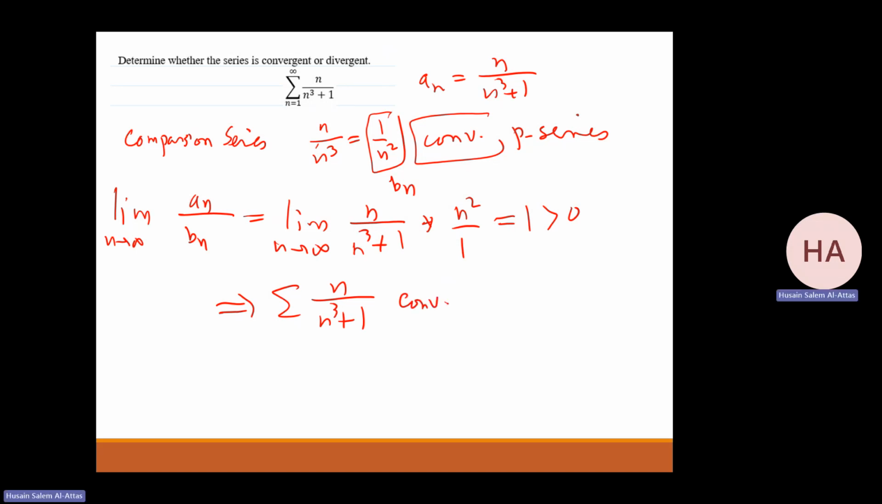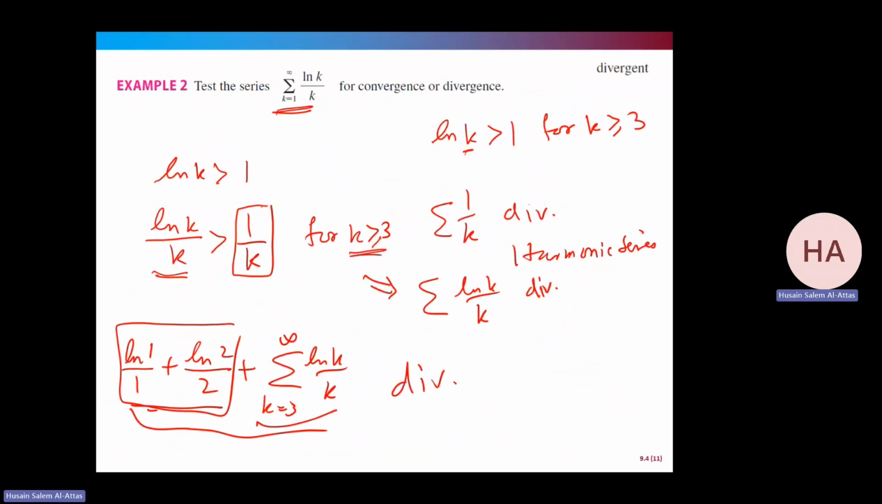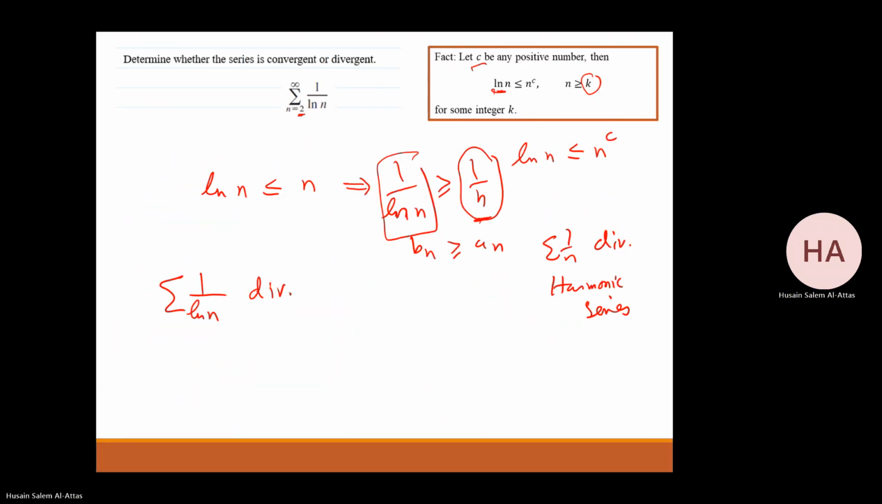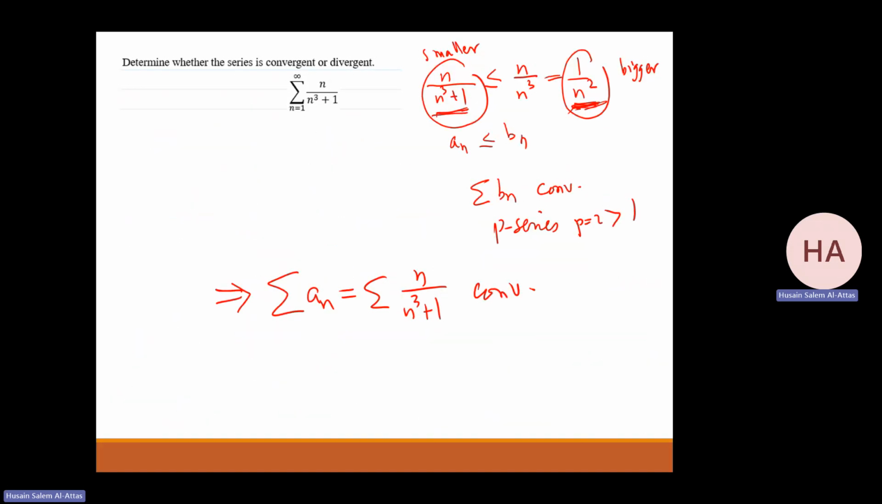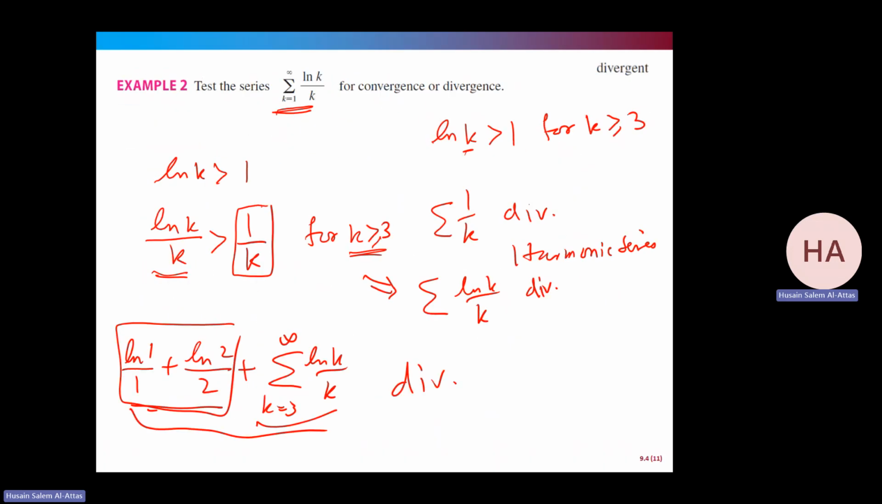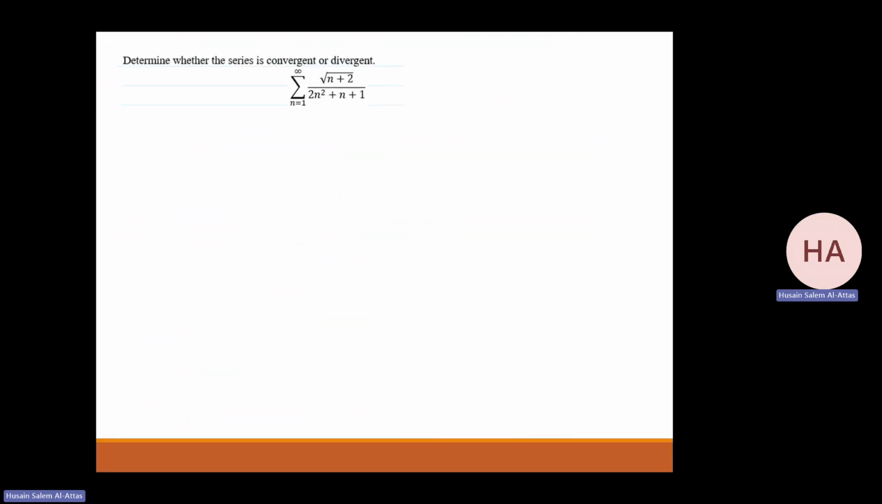By the way, I think we did this example as a comparison test, but I think the limit comparison test will make it easier. I think we did it with n over n cubed. Yeah, we did it as a comparison test. Also, now we are doing it as a limit comparison test. Much easier to deal with.